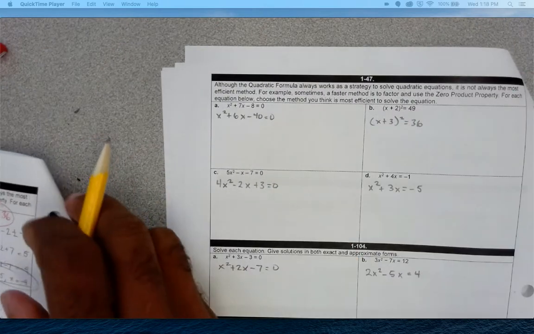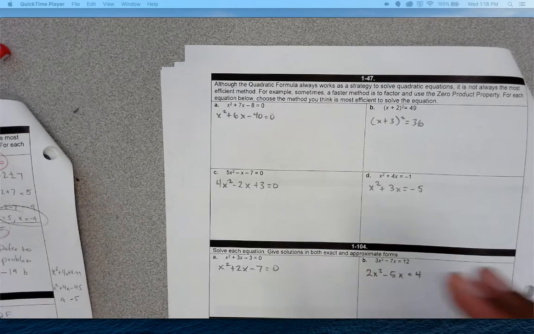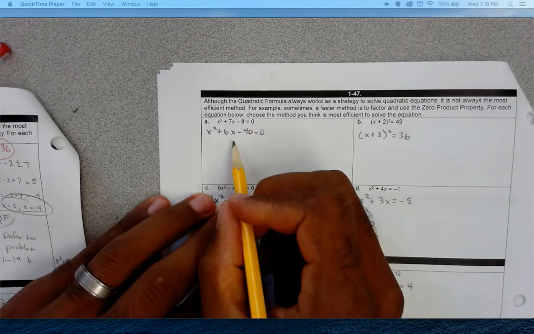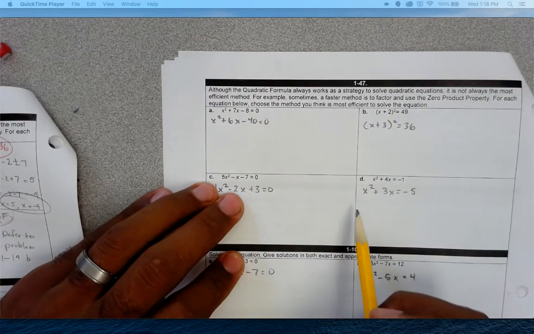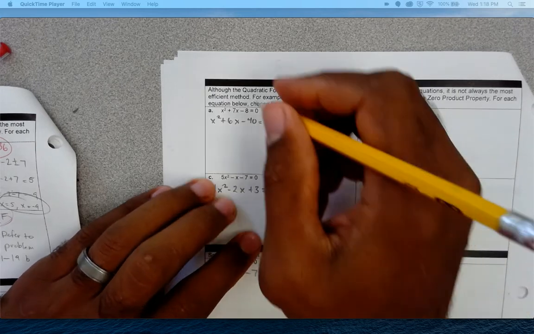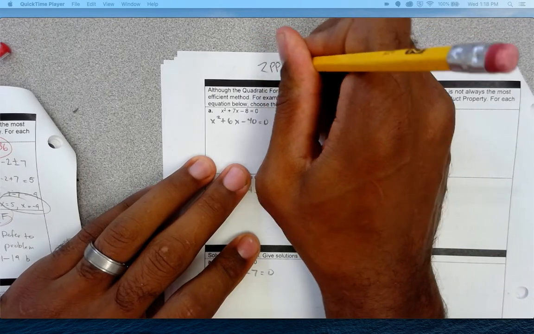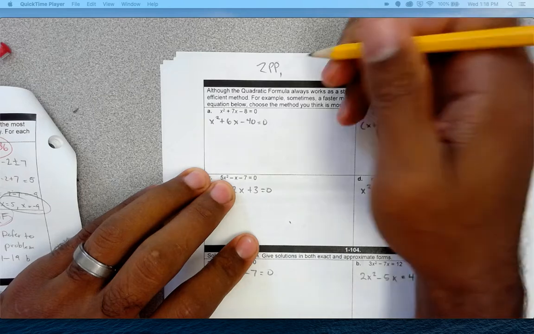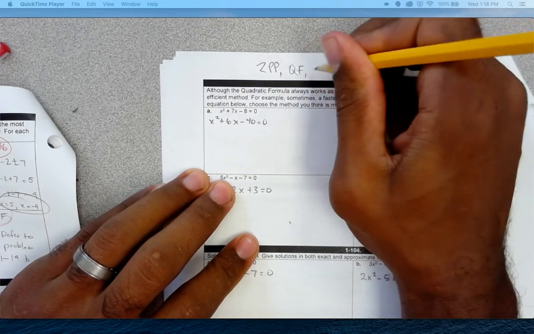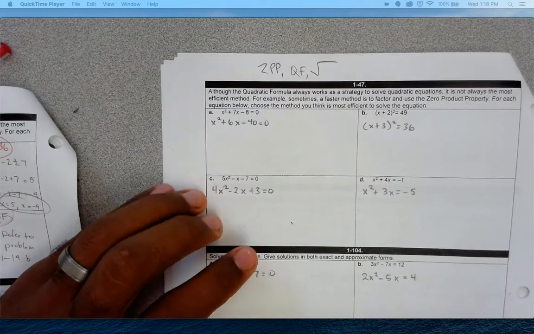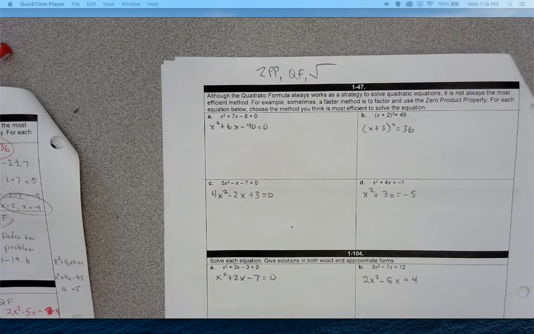Okay, now we're going to flip to the backside. Okay, so now we have kind of the same types of problems. Again, you need to decide, am I going to use the zero product property? Am I going to use the quadratic formula? Or am I going to use the square roots method? Okay, which we'll get to in just a moment.